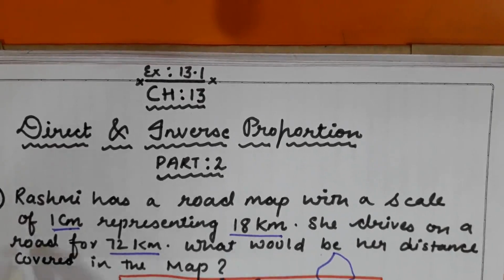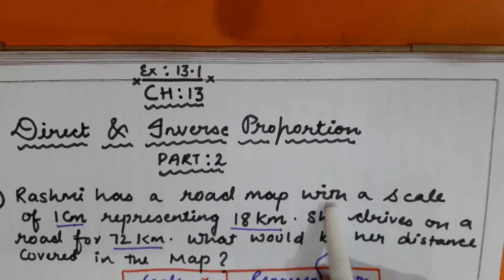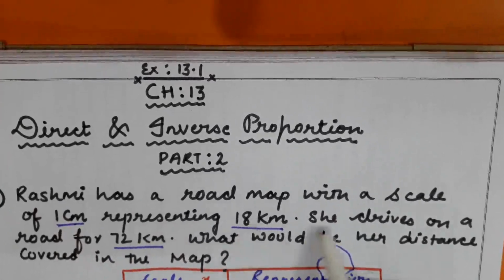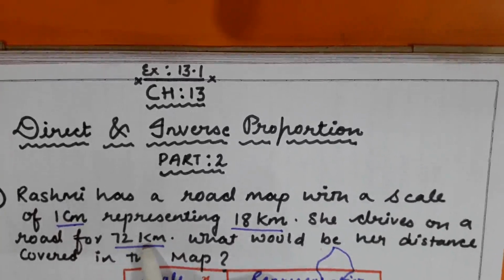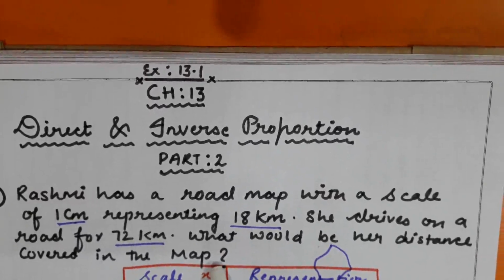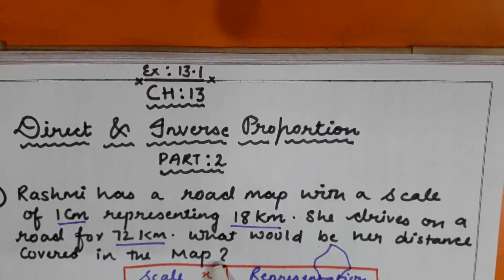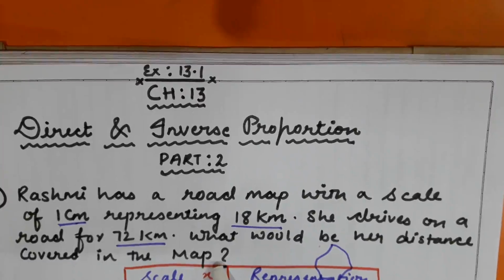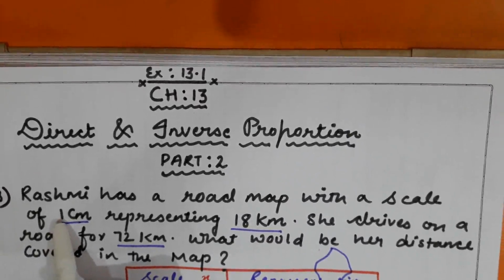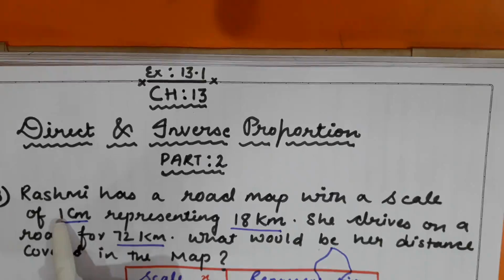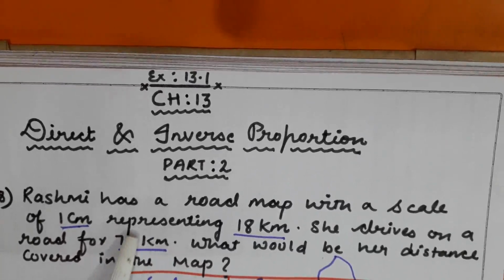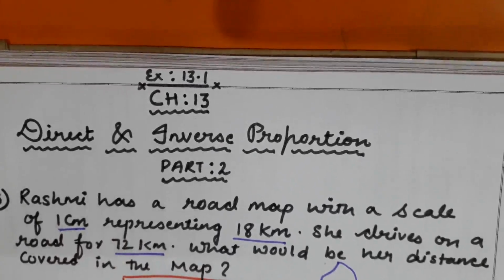Okay. Rashmi has a road map with a scale of 1 centimeter representing 18 kilometers. She drives on a road for 72 kilometers. What would be her distance covered in the map? So a girl named Rashmi is making a map. 18 kilometers distance she is representing with 1 centimeter, and we need to find how many centimeters she will represent 72 kilometers distance. So let's make the table.